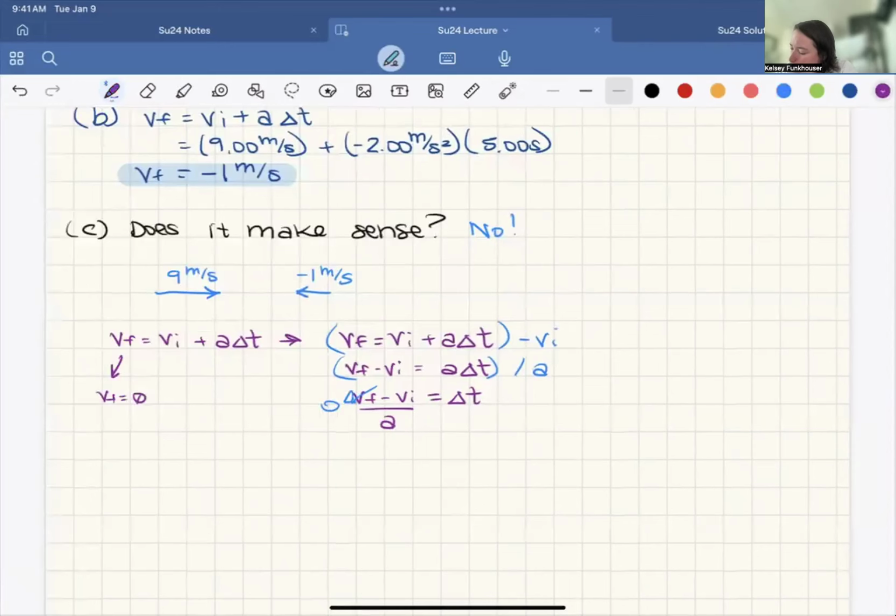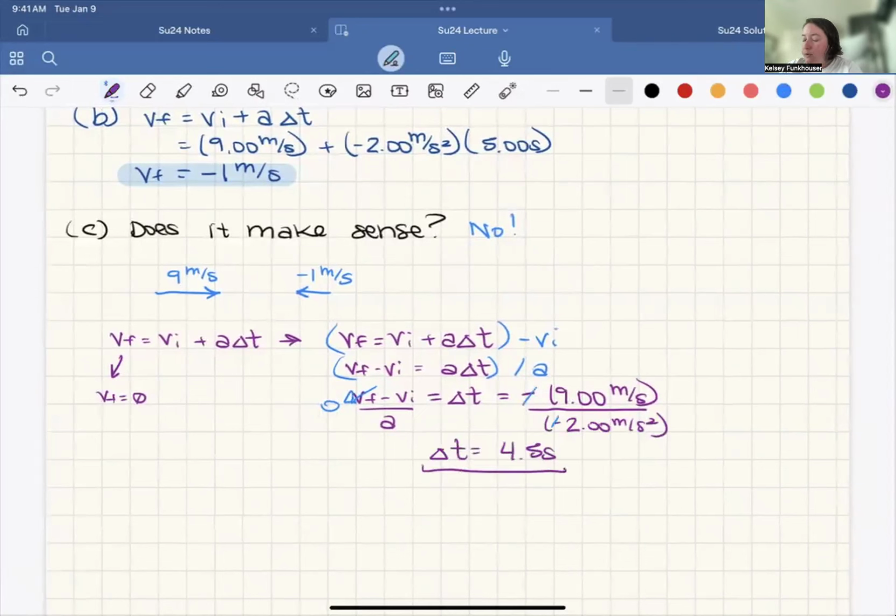So 0 minus the initial velocity, 9.00 meters per second, divided by our acceleration of negative 2.00 meters per second squared. So those negatives are going to cancel. And what we end up with here is a time interval of 4.5 seconds, which is what's needed to go to a velocity of 0. So that's why what we found in B doesn't make sense, because it doesn't take her 5 seconds to get to a stop. It only takes her 4.5 seconds.